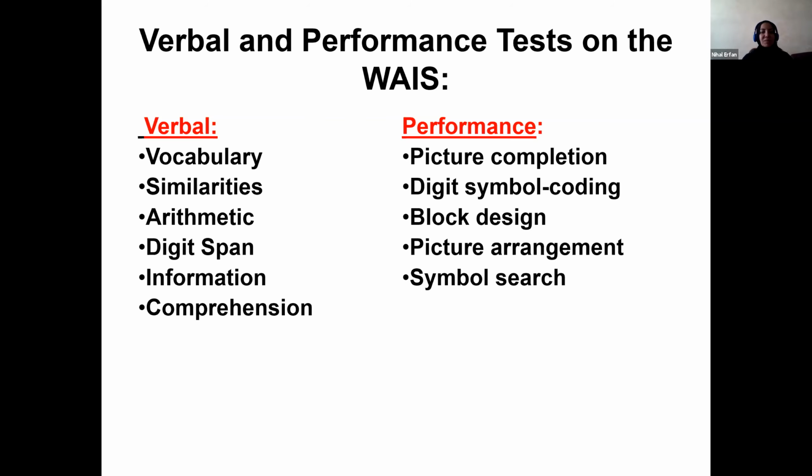Similarities is, again, as simple as how are an apple and an orange similar, how are a cat and a dog similar. So if someone tells you the apple and the orange are round, that's a very concrete way of looking at it, versus they are fruits. And how are a dog and a cat similar? If someone says they have 4 legs, that's a level, versus they are mammals.